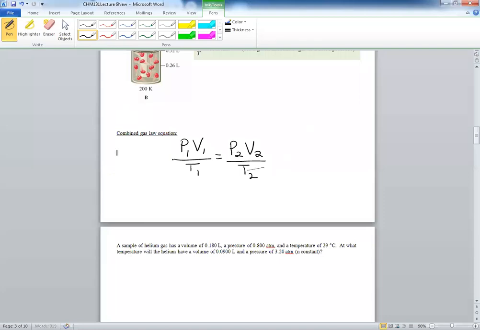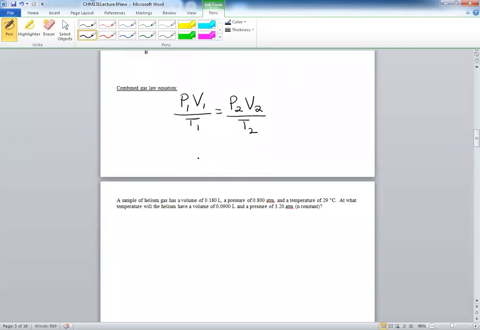What's important about this equation is that you can solve for temperature, pressure, volume, of course, either before the initial conditions or the final conditions. So let's look at a question right here.